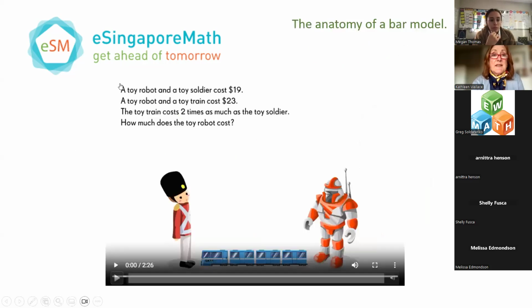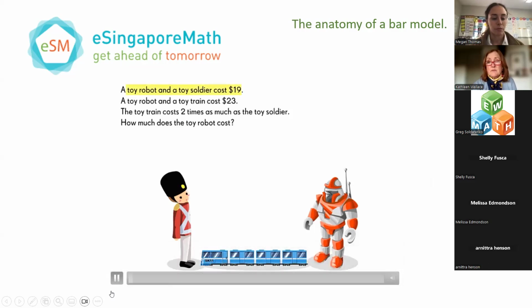So here is an example for how we teach a bar model. And I'm just looking, yes, part and part equals whole. That's exactly right. And we definitely stress that language in the use of the bar model. So here's an example of a lesson taught in eSingapore Math of a third grade word problem.